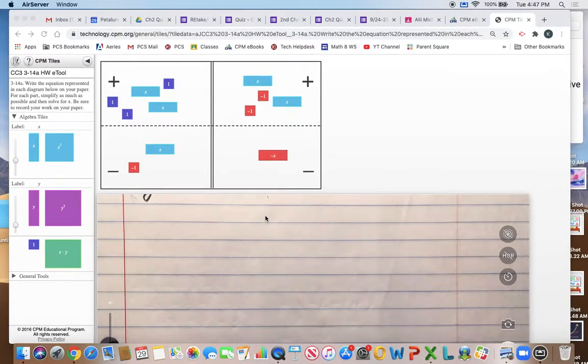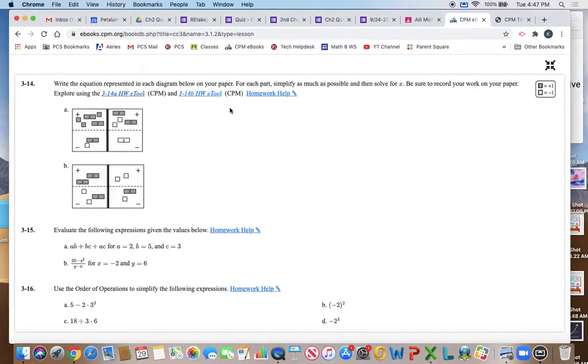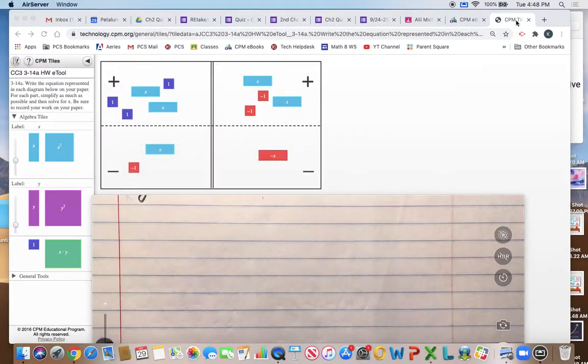And as you'll recall, the directions for this say write the equation. So we'll have to write down the equation for this. And then we'll simplify and we'll solve for x. And as we're doing that, we'll record our work on paper. So let's go back to the tool. And the first thing we'll do is write down what this is.